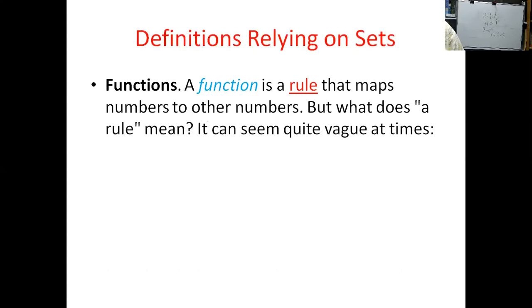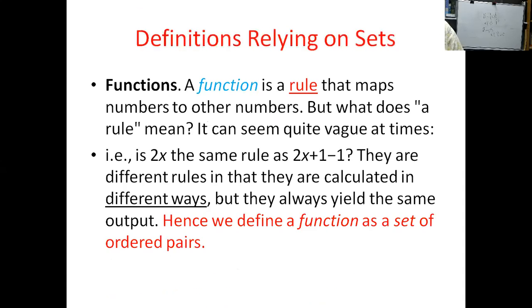Definitions rely on sets. For example, a function is a rule that maps numbers to other numbers, but what does a rule mean? It can seem quite vague at times. That's why we need to understand sets and subsets to understand the meaning of the word rule. For example, is 2x the same rule as 2x plus 1 minus 1? They are different rules in that they are calculated in different ways, but they always yield the same output. Hence, we define a function as a set of ordered pairs.